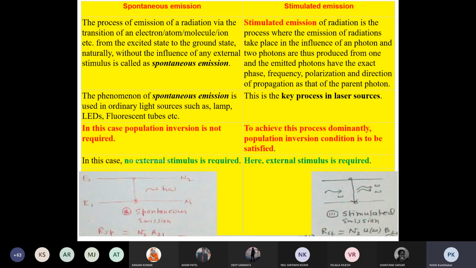Now in the next class we will be discussing further the condition of population inversion. What is essential to achieve the population inversion condition? We understand that it is essential, but how do we achieve it? What do we need? What type of material do we need? Those things we'll be discussing in the next class.